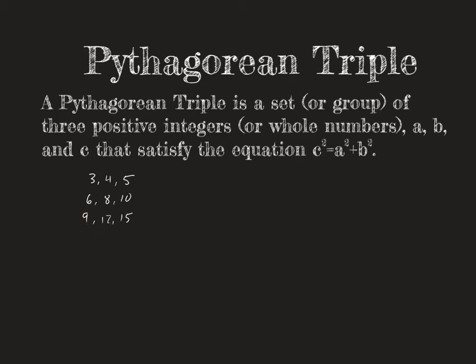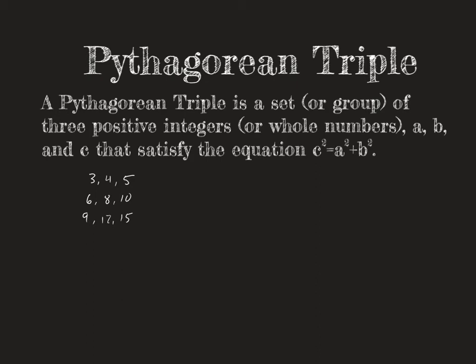So you can technically multiply this by 100, so you will get 300, 400, and 500, and it would always work for the formula. So your main one right here is 3, 4, 5, and any other multiple of it.